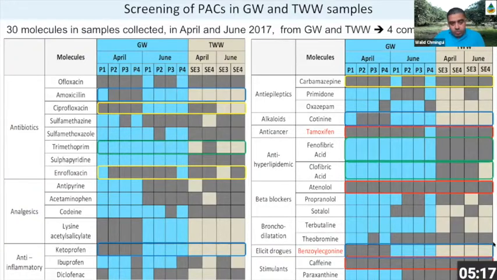Now let's move to the second part, dedicated to the analysis of pharmaceutical active compounds. As you can see, we started by screening of pharmaceuticals in groundwater and treated wastewater, which allowed the identification of 13 compounds with random occurrence. And for the first time, we found an anti-cancer drug and a metabolite of cocaine in groundwater, which was unexpected.